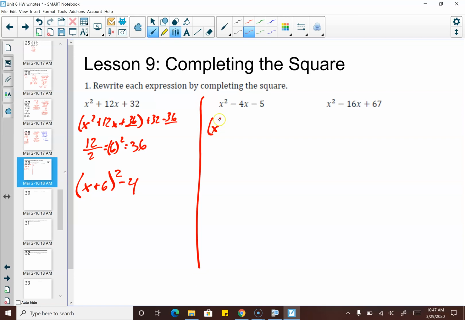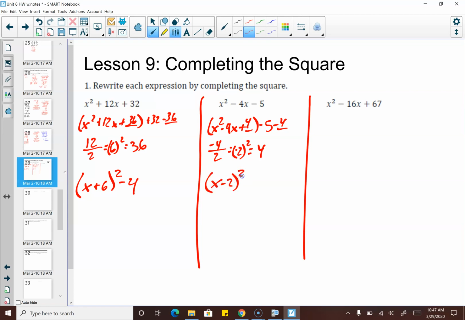In the middle, we have x squared minus 4x plus a line, minus 5 minus a line. So we take our negative 4, we divide it by 2 to get negative 2. Remember, be very careful with your signs. And then we get a negative 2 squared, which is 4. So 4 and 4. We know our parenthesis becomes x minus 2 squared. And then negative 5 minus 4 gives us a negative 9. So our x minus 2 squared minus 9.